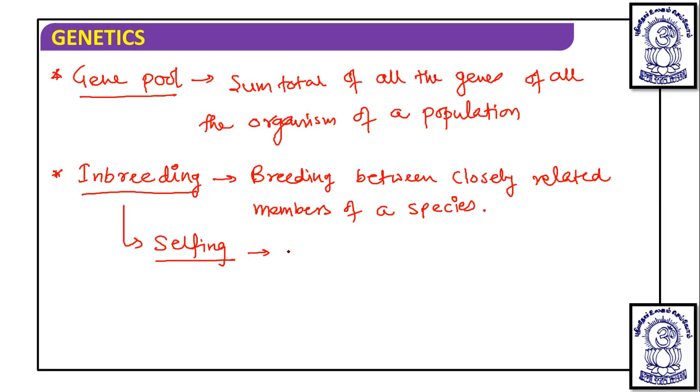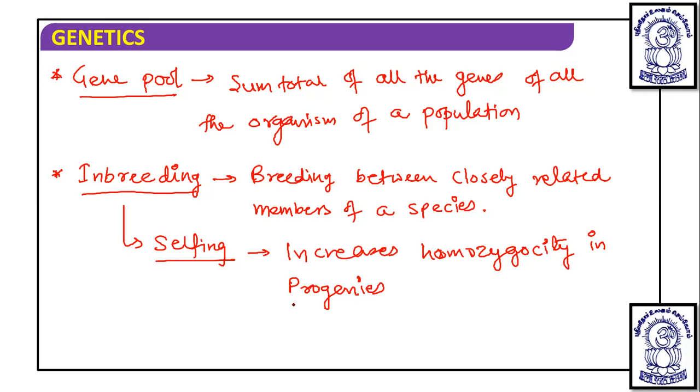So this selfing, which is known as inbreeding, increases homozygosity in progenies. Okay, so that is inbreeding.